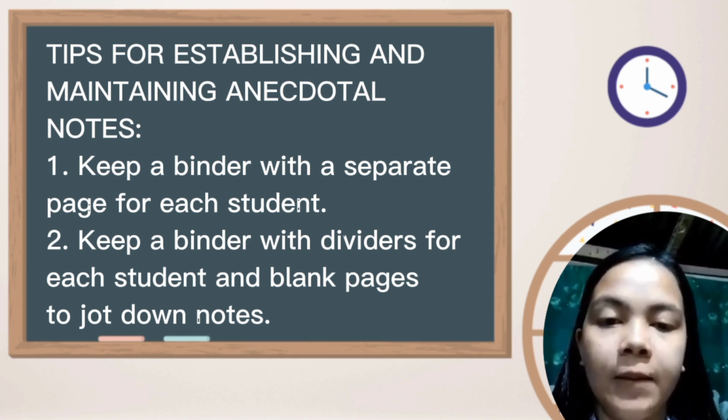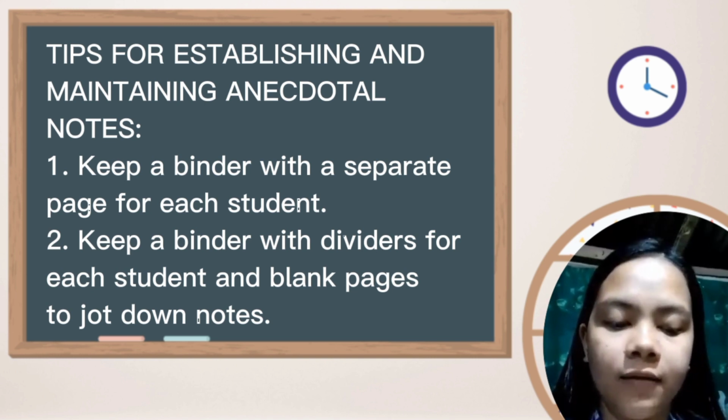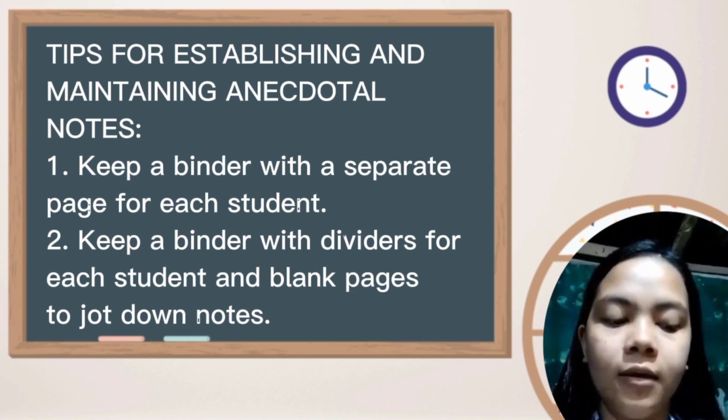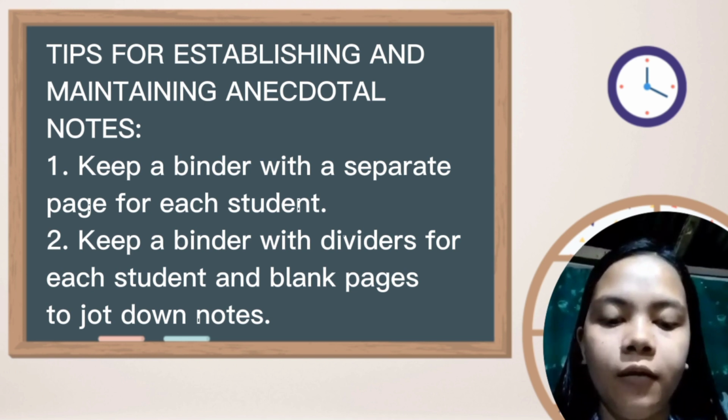The next is to keep a binder with dividers for each student, and that binder should be divided into 3 columns: the date and events or activities, the observations, and the action plan for your observations on how you should address the behavior of your students.